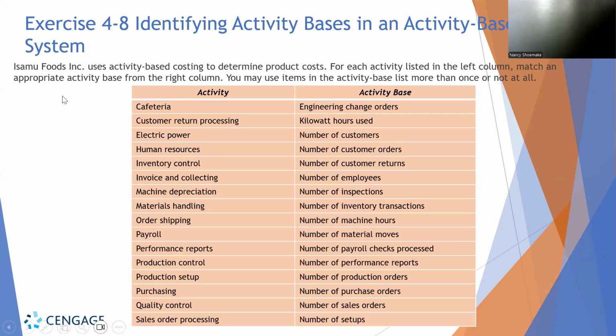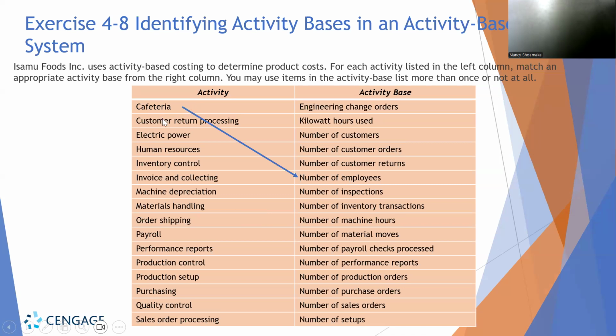So, Isama Foods uses activity-based costing to determine product costs. For each activity listed in the left column, match an appropriate activity base from the right column. So, for example, cafeteria, what would be a good base? Well, number of employees, or number of employees who regularly eat in the cafeteria, right?